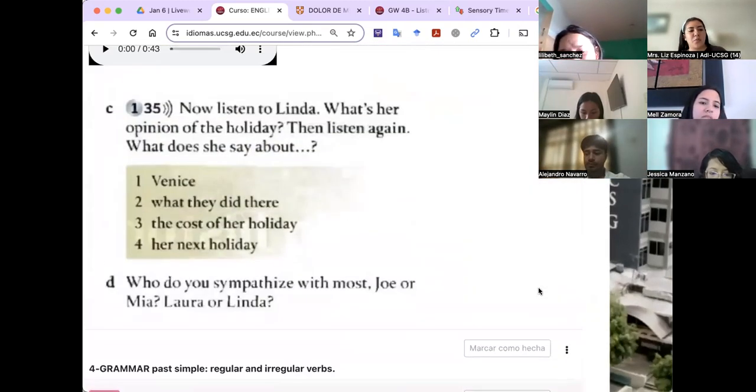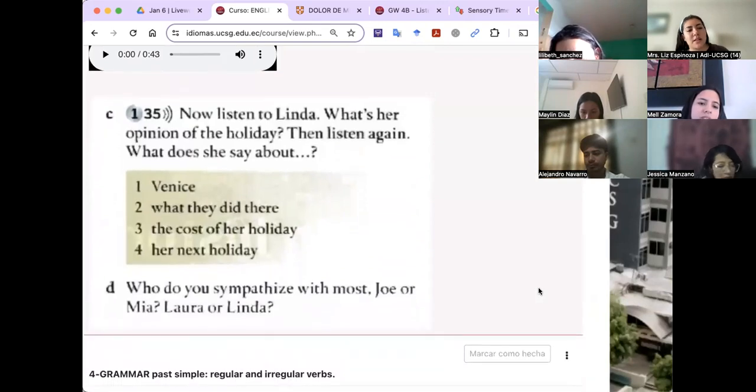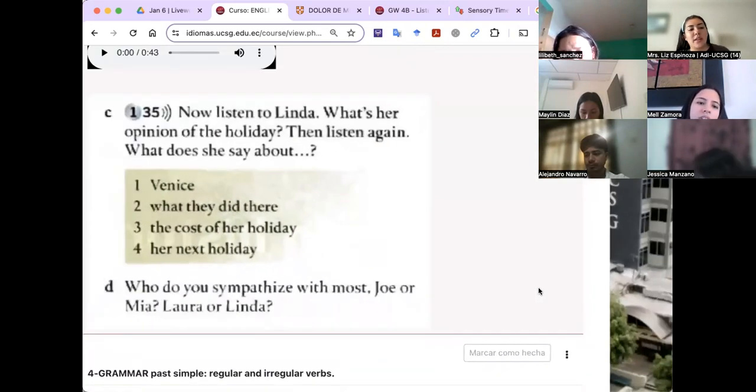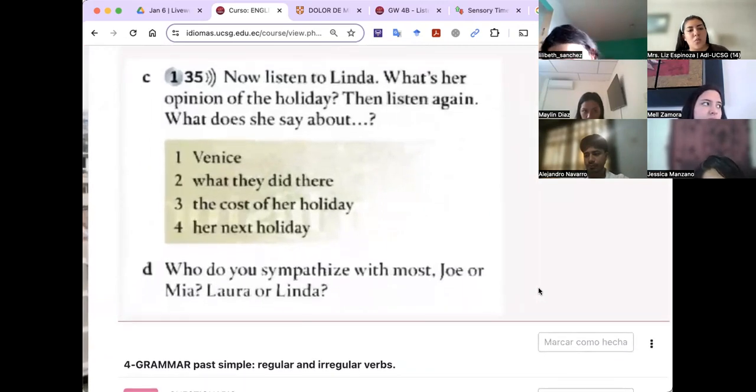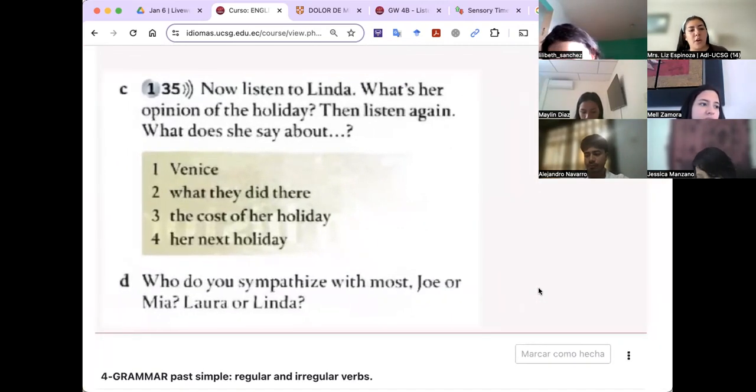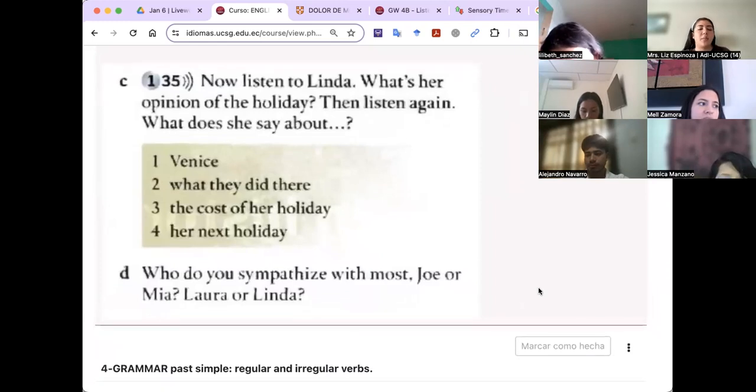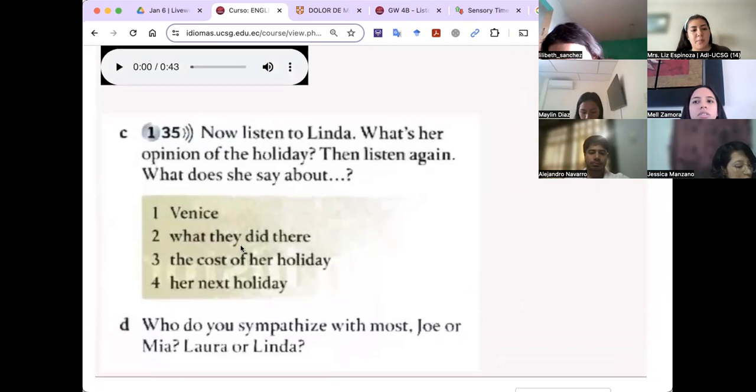All right, let's finish with these 2 parts. It says, now listen to Linda. What's her opinion of the holiday? Remember, we were talking about Mia and Joe. Now we are listening to Linda. And remember that we said this is a very bad holiday, but maybe she doesn't think that way, or we don't know, okay? Then we listen again and we answer these 4 things. So pay attention.